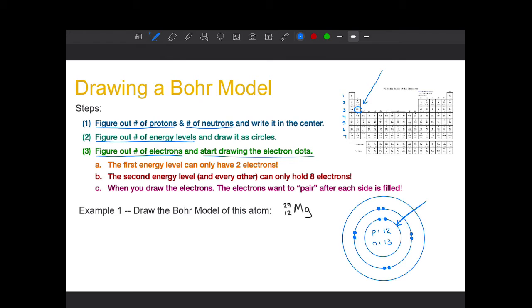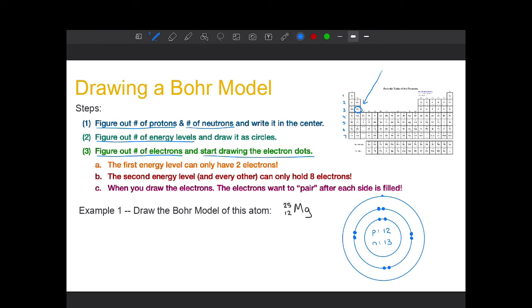First energy level has 2, great. Second energy level has 8, awesome. In total, so far I have 10. Well, I need 12 for this, right? I need 12. So on the third energy level, I keep going. I need 2 more, and just as before, up, down, left, right, up, down, left, right, okay?